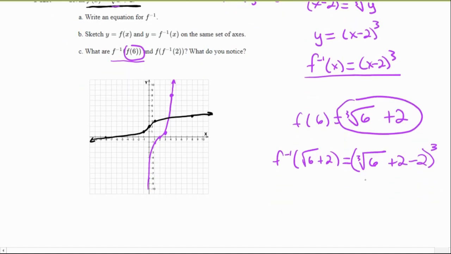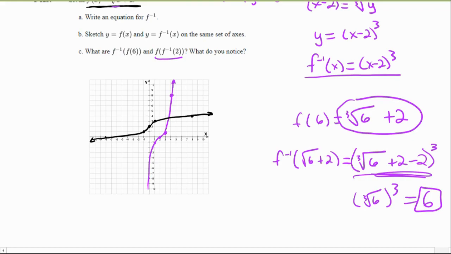And now if I simplify all of this, 2 minus 2 is 0. And then I have the cube root of 6 cubed, which is just 6. So something that I'm going to notice, and I'll do it again with the second one, is that if I plug in 6, I go into the original function, then the inverse, I do all the math, and then I undo all the math, and boom, I'm back to 6.